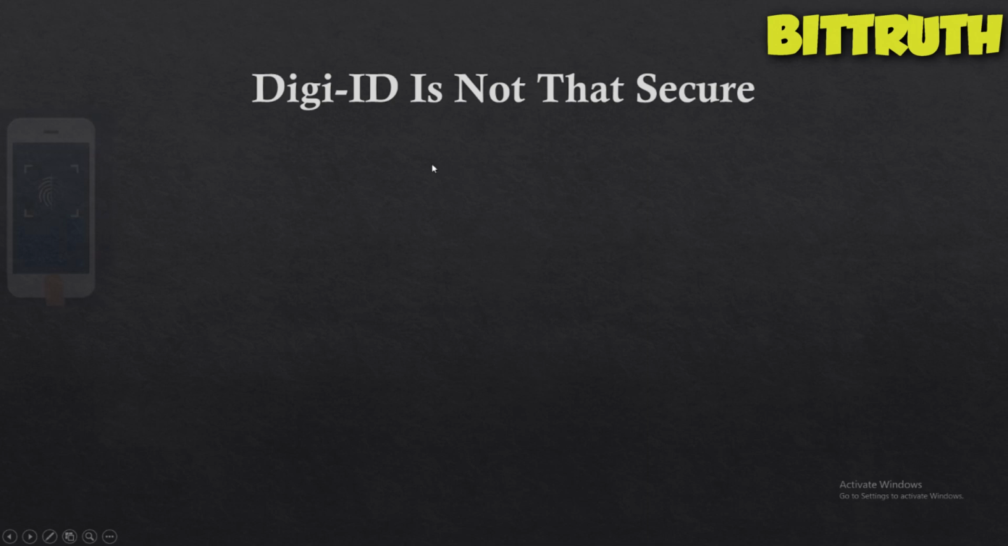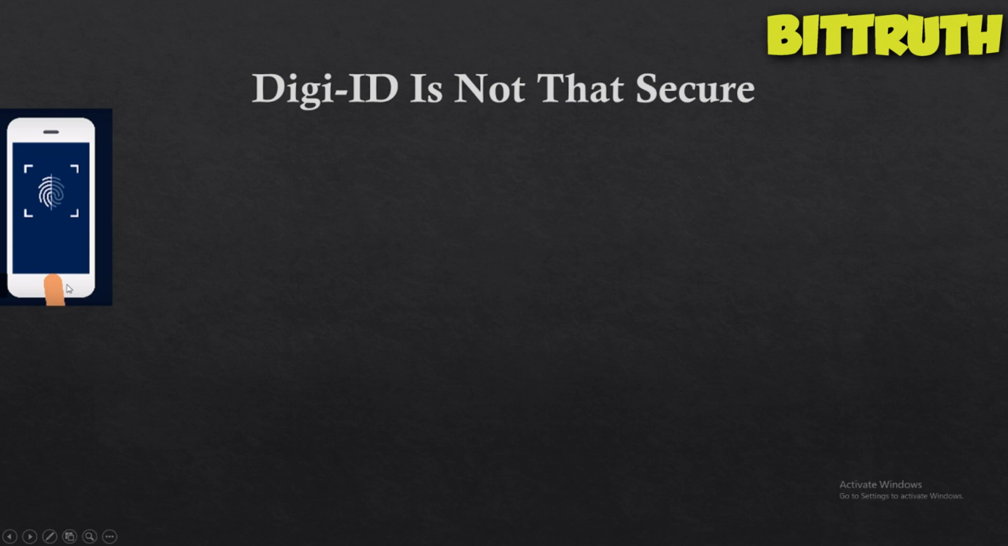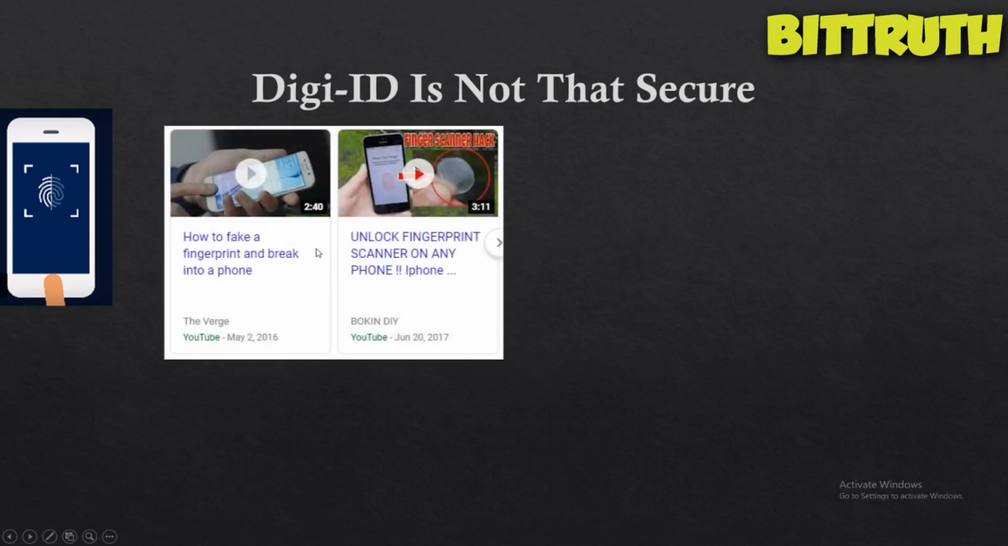DigiID is not that secure. Previously we talked that you can open it with your fingerprints, right, on your phone. Now let me tell you, it's really easy to fake a fingerprint and break into a phone, or you can unlock it by using some tape and some oils or something. So there are ways to bypass the whole finger scanner.